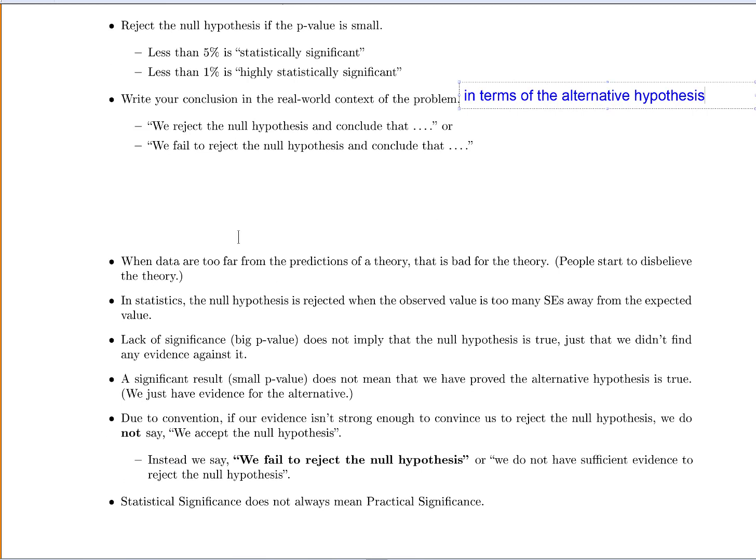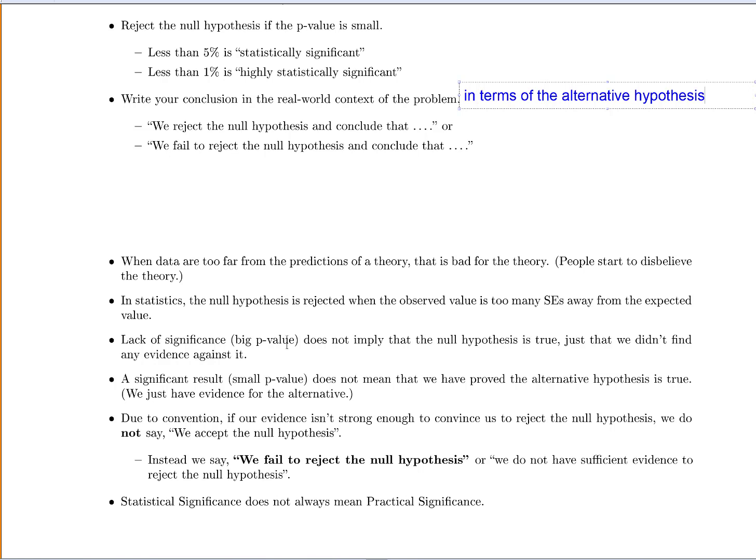Just a few more notes here. So when our data is too far from the predictions of what we think it should be for our theory, that's going to be bad for the theory. People start to disbelieve your theory. So in statistics, our null hypothesis is rejected when the observed value is too many standard errors away from the expected value. Like more than 2 is probably going to be bad for it, right?